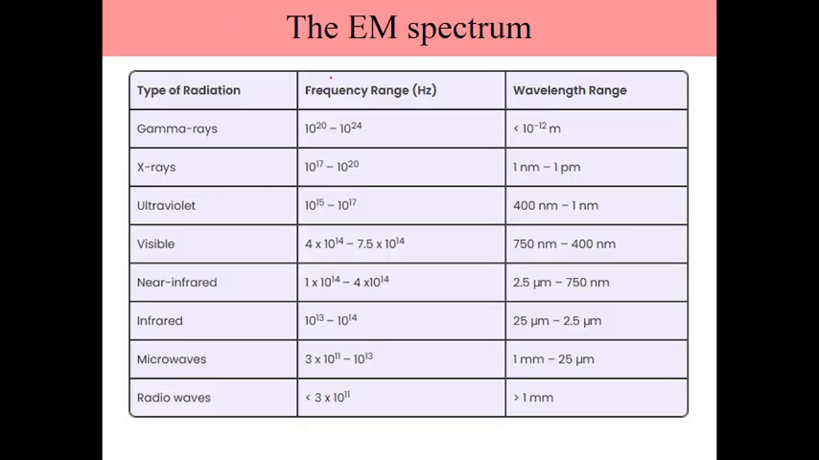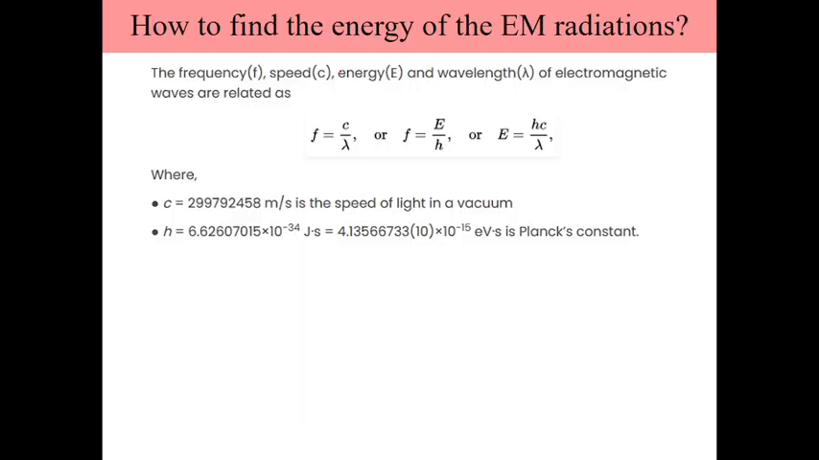Now this is another graph, another table that gives you the different types of radiations, the frequency of the radiations in hertz, and the wavelength of the different radiations. You can use this again and again to remember, to at least brush up on this topic. Okay, now so we have understood that these are the different waves that make up the electromagnetic spectra.